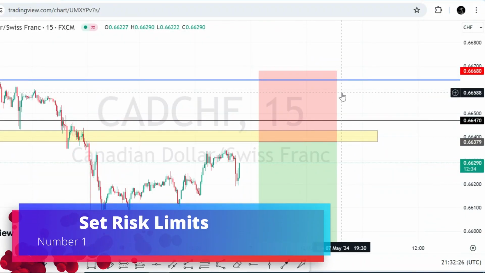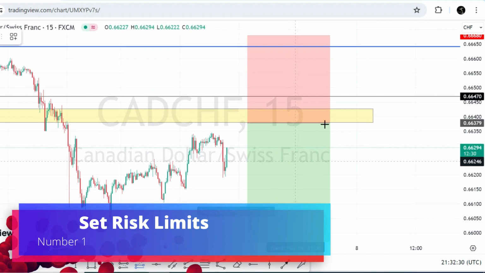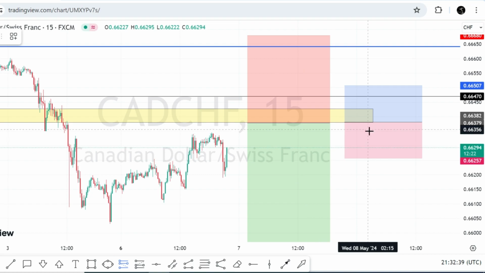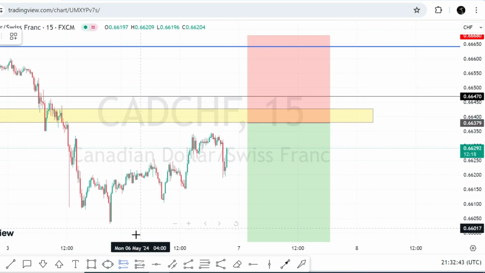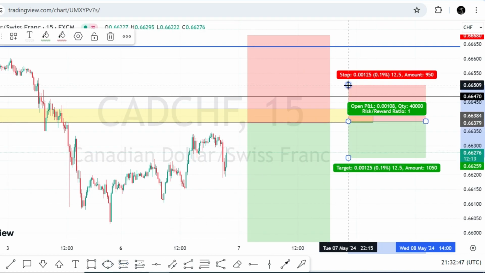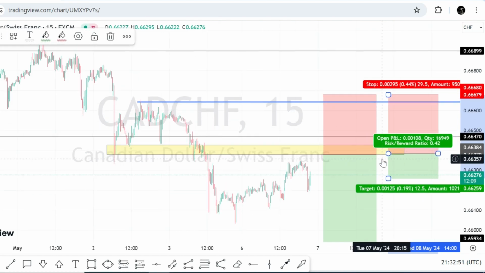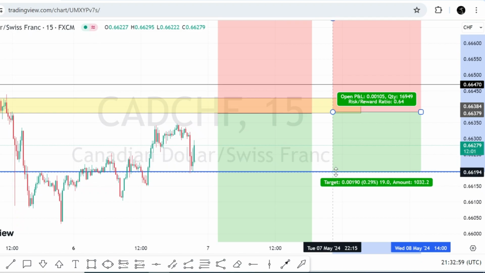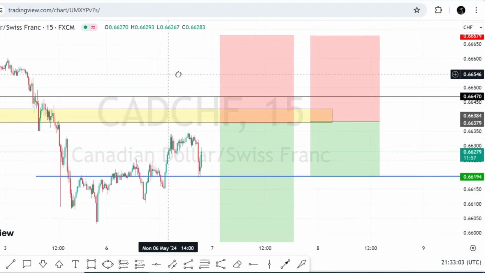One of the most fundamental principles of risk management is setting limits on how much capital you are willing to risk on any single trade. A common rule of thumb is to risk no more than 1 to 2% of your total trading capital on a single trade. This means that a significant loss on one trade won't jeopardize your ability to perform future trades.